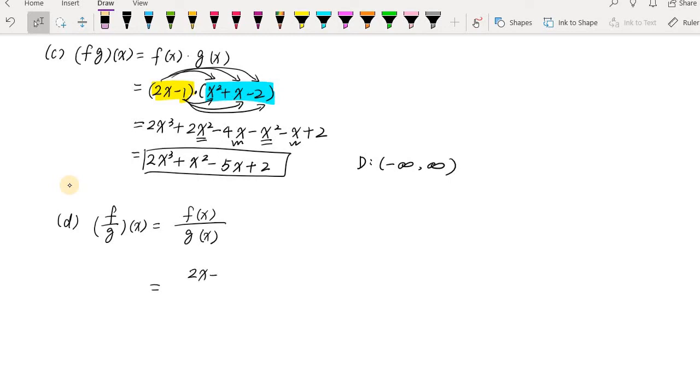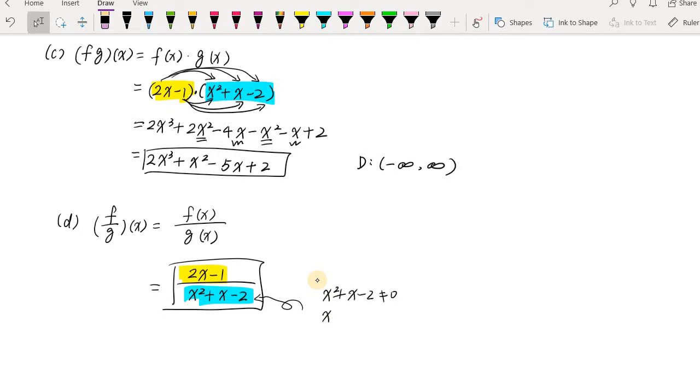You're going to have 2x minus 1 over x squared plus x minus 2. Once you have this, we can't really simplify this anymore, so nothing we can cancel either. That's just your solution. Then we have to realize, okay, what is our domain? It's very similar to the question we have done in example 1. So we set this denominator cannot be 0, then we'll solve it. You're going to have x cannot be negative 2 or x cannot be 1.